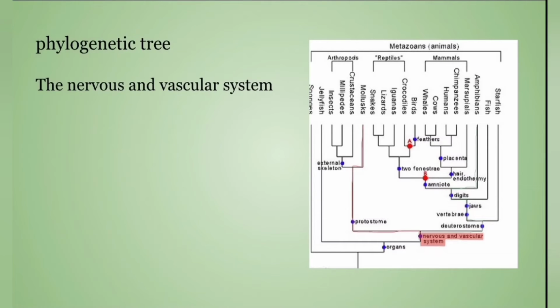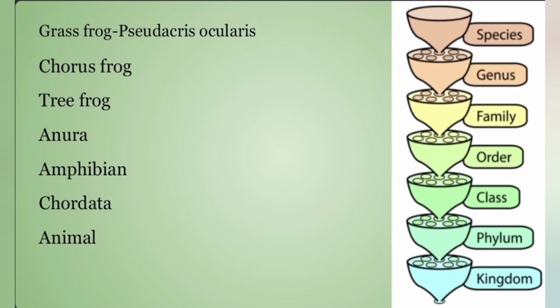Phylogenetic tree. The last common ancestor between the two species is the nervous and vascular system. The species is Pseudacris triseriata, also known as the grass frog. Its genus is the chorus frog. It belongs to the tree frog family. It is in the Anura order, an amphibian class, a chordate phylum, and it is in the animal kingdom.